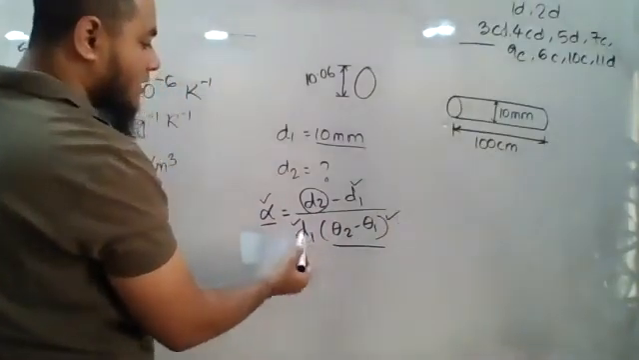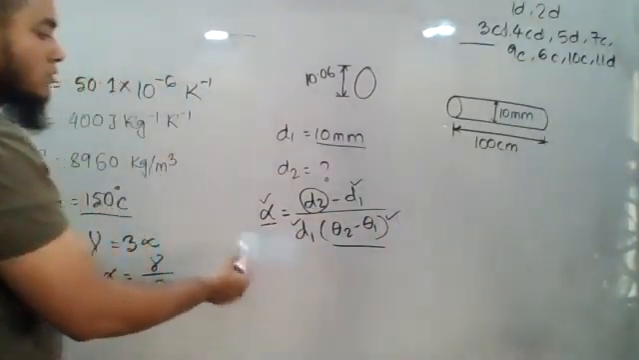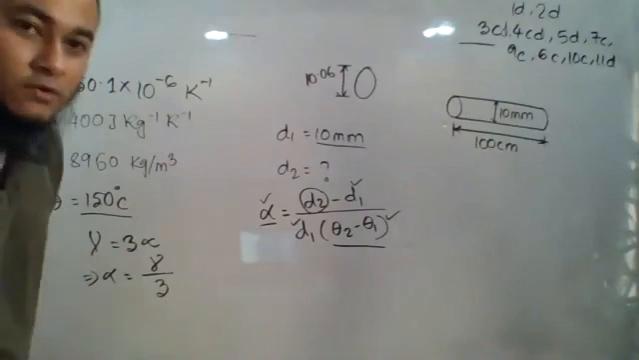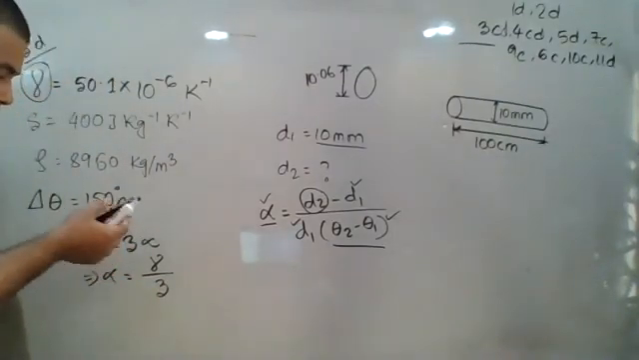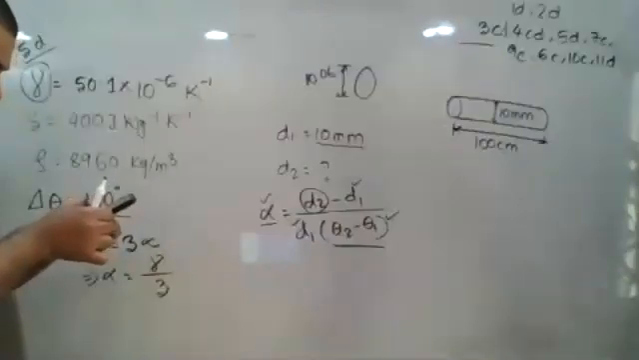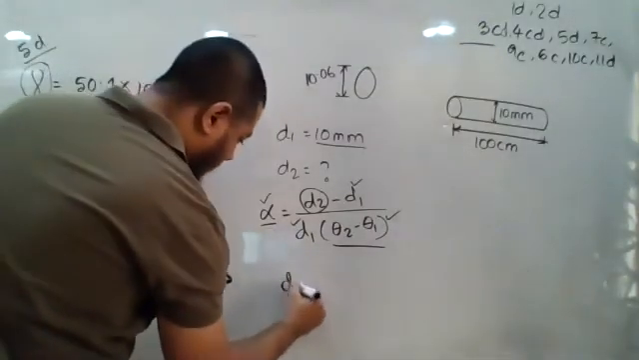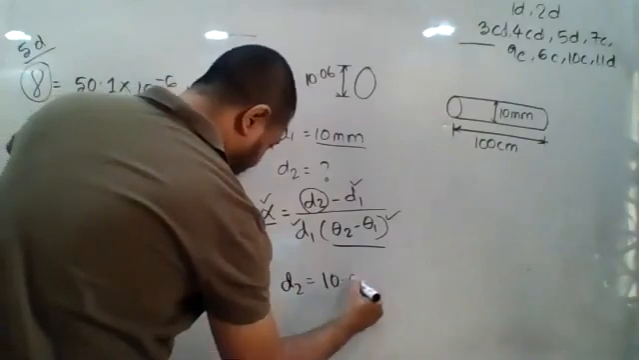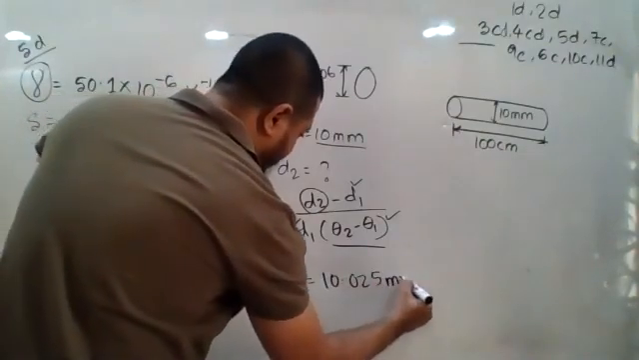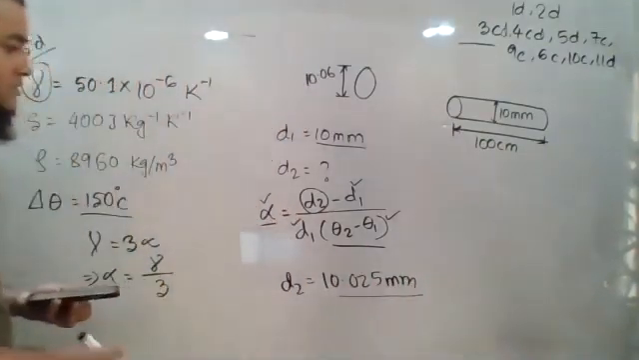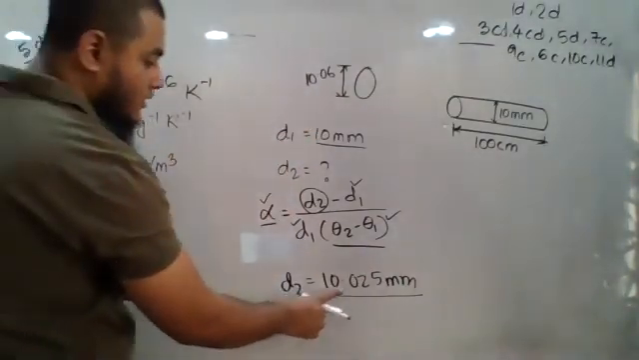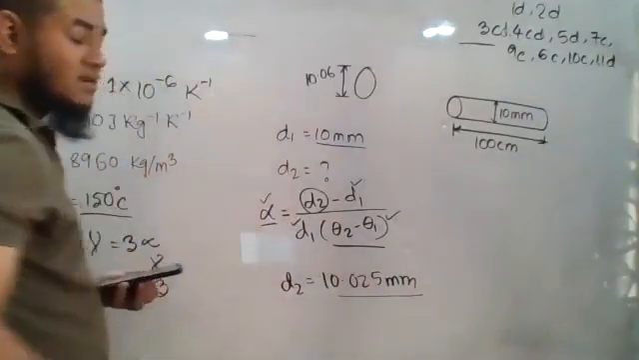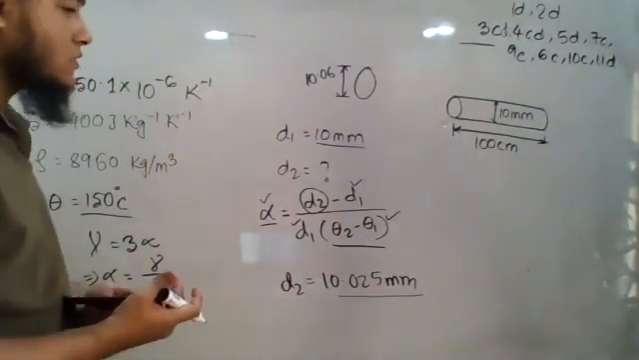So you can see that other than D2 all the values are known. Just put the value and calculate the value of D2. I will get the value of D2 from here. They have got the value of D2, 10.025 millimeter. Okay, this is D2. So now we can compare. What do you think? 10.025, this is greater than 10.06 or smaller than 10.06?